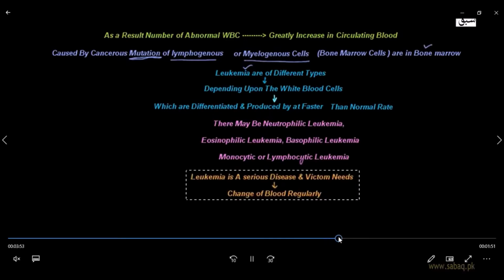Now, it is a serious disease, and the victim needs to change blood regularly. It is a very serious disease which cannot be easily treated by medications or antibiotics. You need to transfuse another person's blood, and the person who has leukemia needs to change his or her blood frequently. It can be cured by bone marrow transplant. The only cure is to actually change the parent cells that are producing those abnormal cells, and those are your bone marrow.